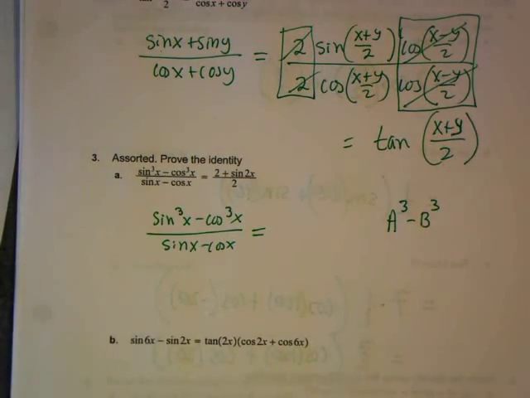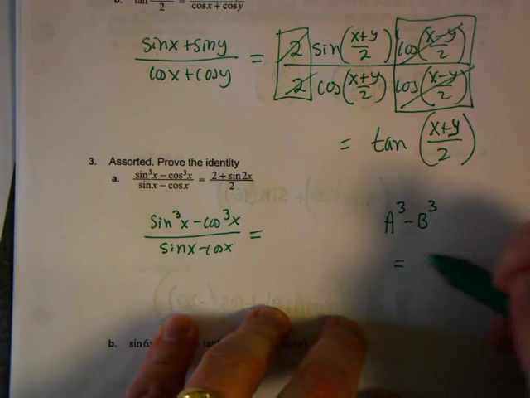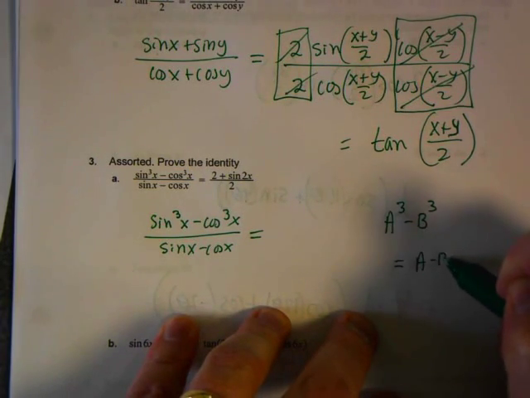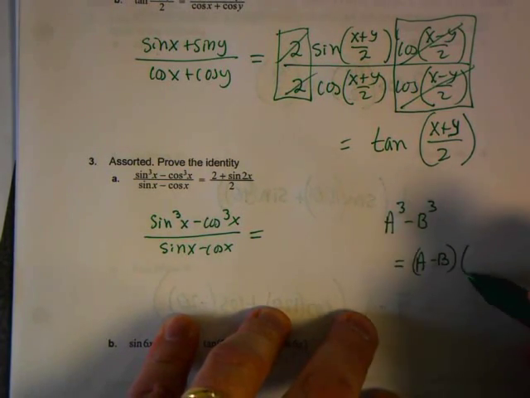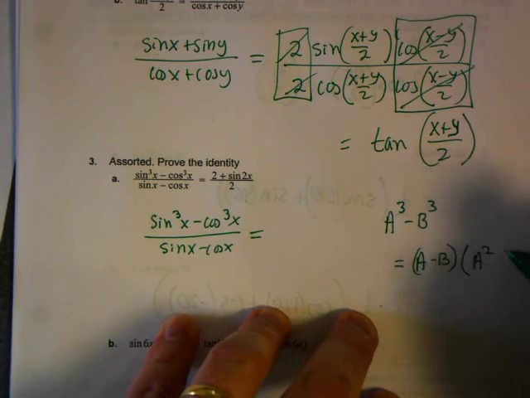Anybody happen to remember the formula for something cubed minus something cubed? There is a factoring formula for that. Usually people don't remember this one. This factors as a minus b times a squared plus ab plus b squared.